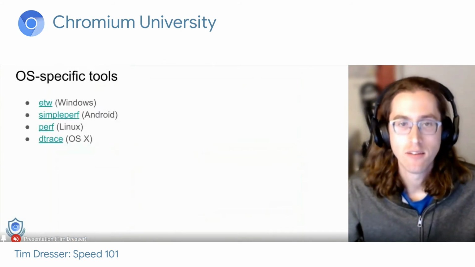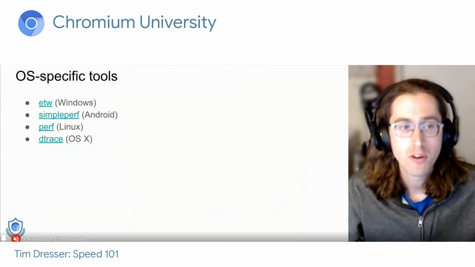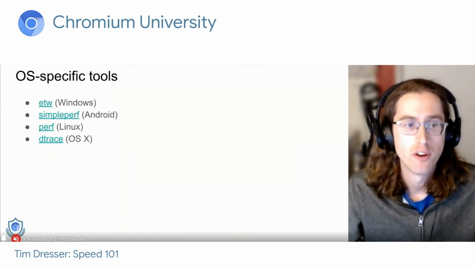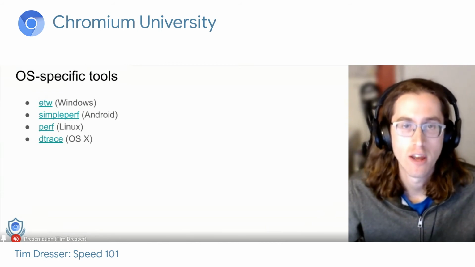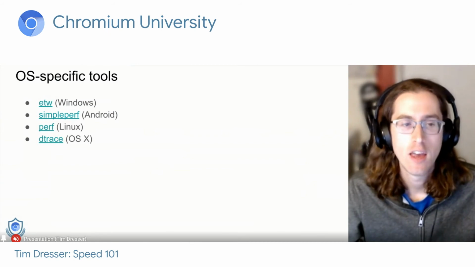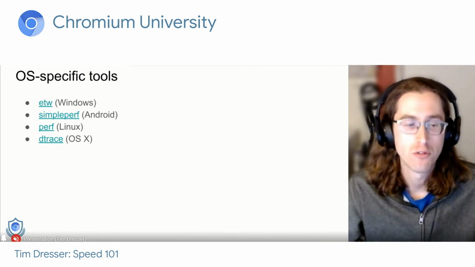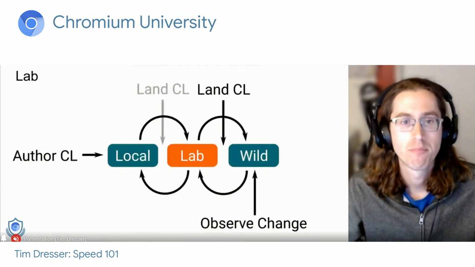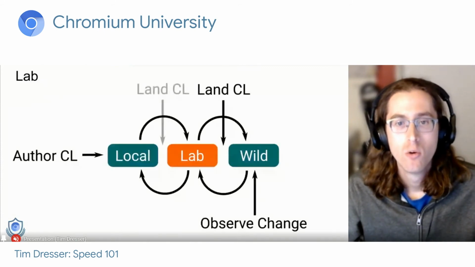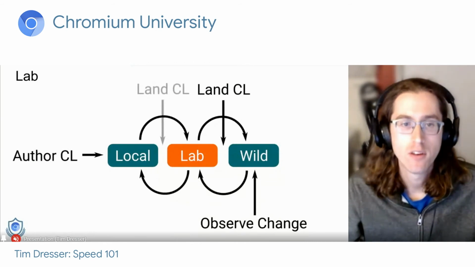In some cases, it makes sense to rely on OS-specific tools. ETW for Windows, SimplePerf for Android, Perf for Linux, and dtrace for OS X can all be extremely useful to diagnose certain kinds of issues. If you're going to try to do an investigation with one of these tools, I'd encourage you to reach out to others on the Chrome team who may have used these tools before and get a sense of the best practices. Once you've completed local investigation of a change, you'll want to see the impact via our performance lab.